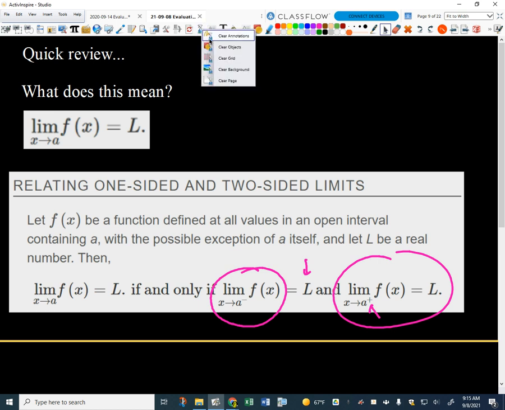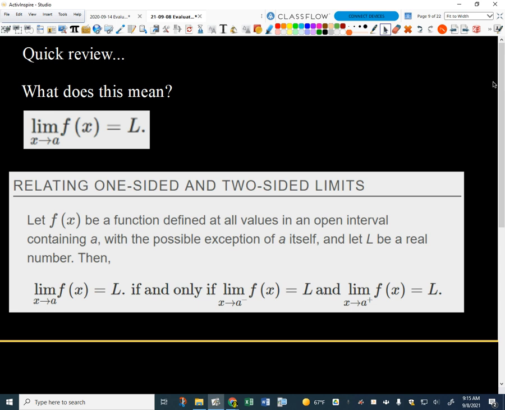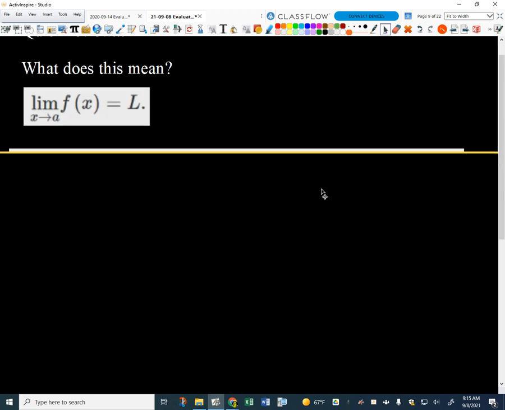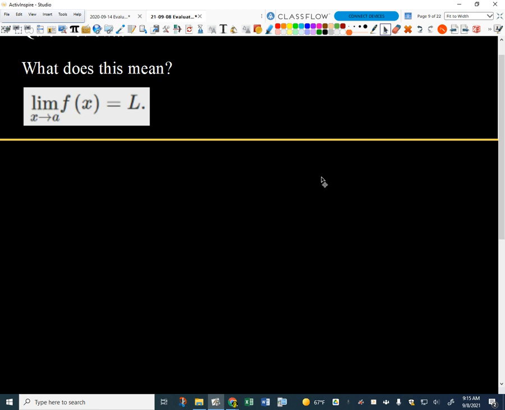I don't know why all this stuff's filled in. Let's take a look at this for a second. What does this mean? We talked about this the other day. So what does it mean for the limit of f of x as x approaches a to equal L? Well, we kind of talked about that in terms of the ants, right?